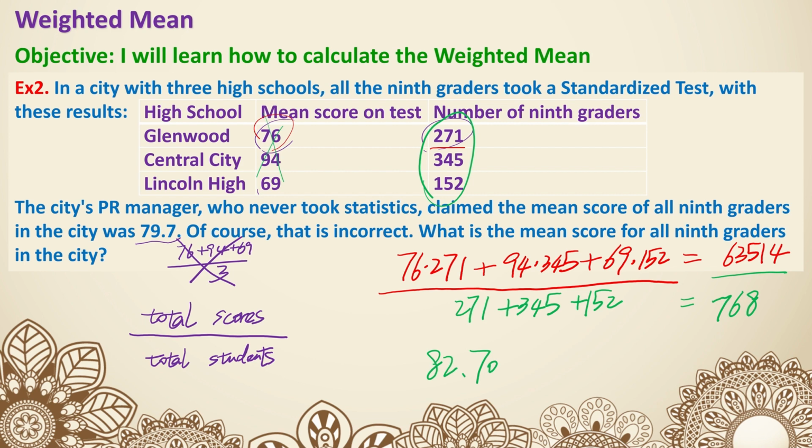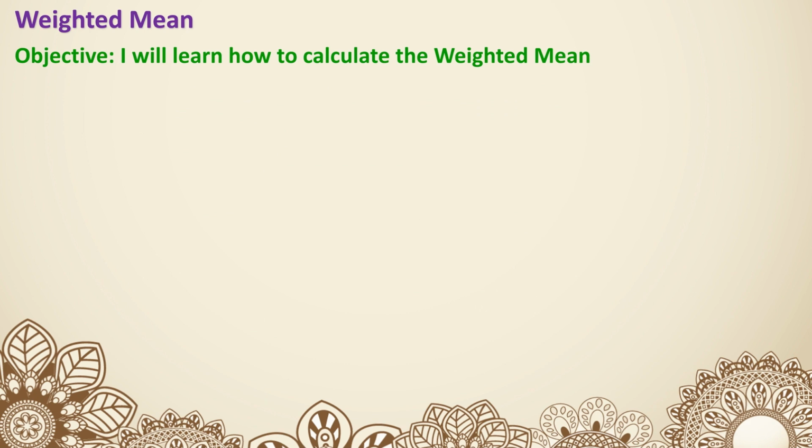It's kind of in the middle, but at the same time, it's not exactly closer to any of them because they all have different numbers of students, which have different effects on this actual average. So that is example 2. Moving on, example 3.